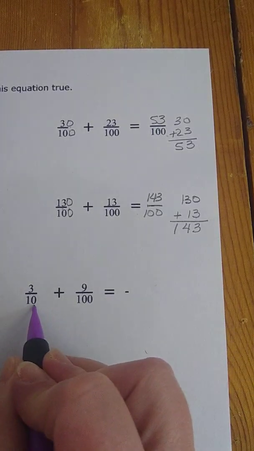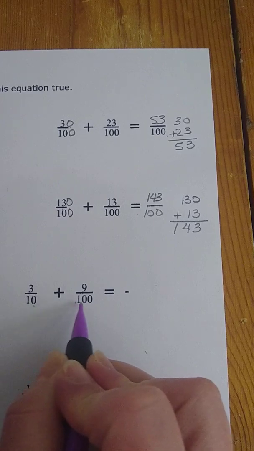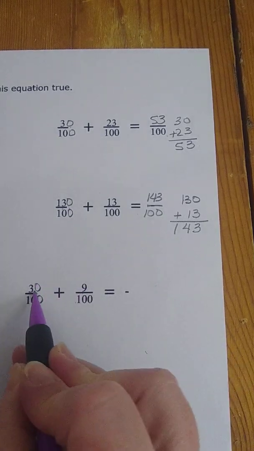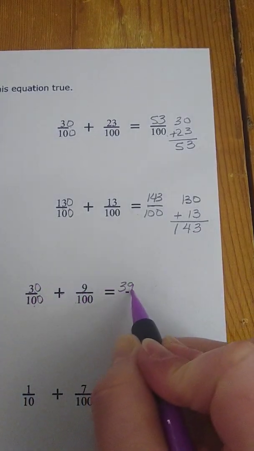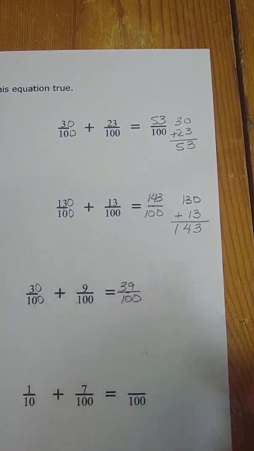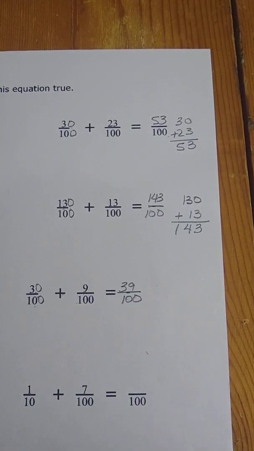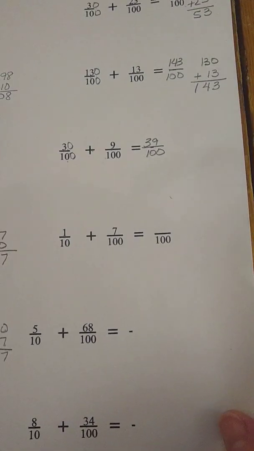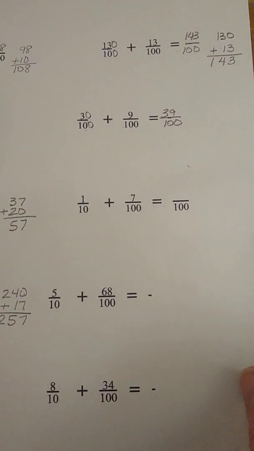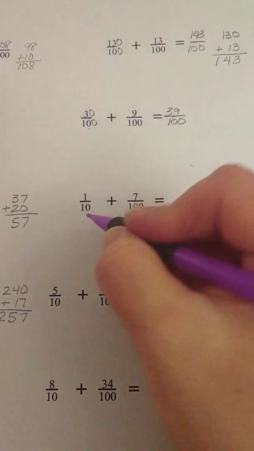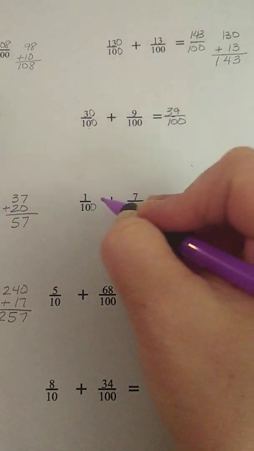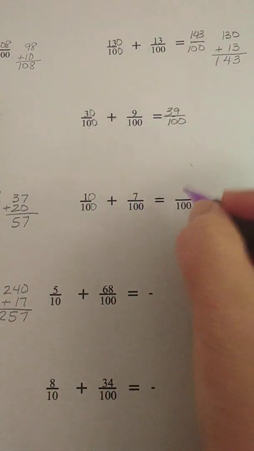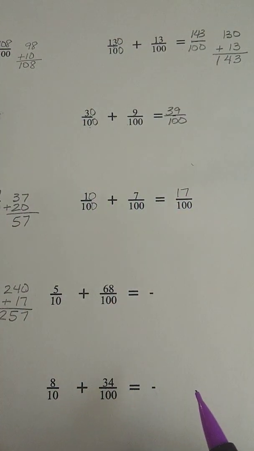Okay, and then here again, we're converting to hundredths. So 10 times 10, 3 times 10, 30 plus 9, 39 over 100. And then we have 3 more down here. Let's see, I think I can get them all in. There we go. So 10 times 10, 1 times 10, 10 plus 7, I think you can do that in your head, 17 hundredths.